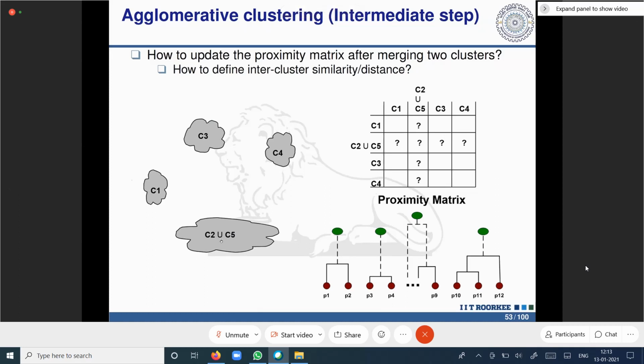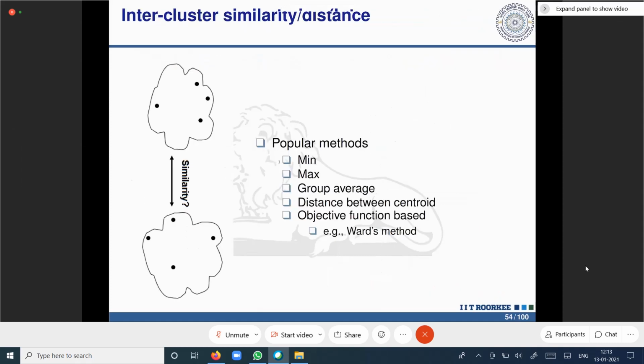So first, how do we update the proximity matrix after merging two clusters? Because now we generate a new cluster, C2 union C5. What would be the distances of this new cluster C2 union C5 to the C1, C3, and C4 clusters? This gives rise to various algorithms.